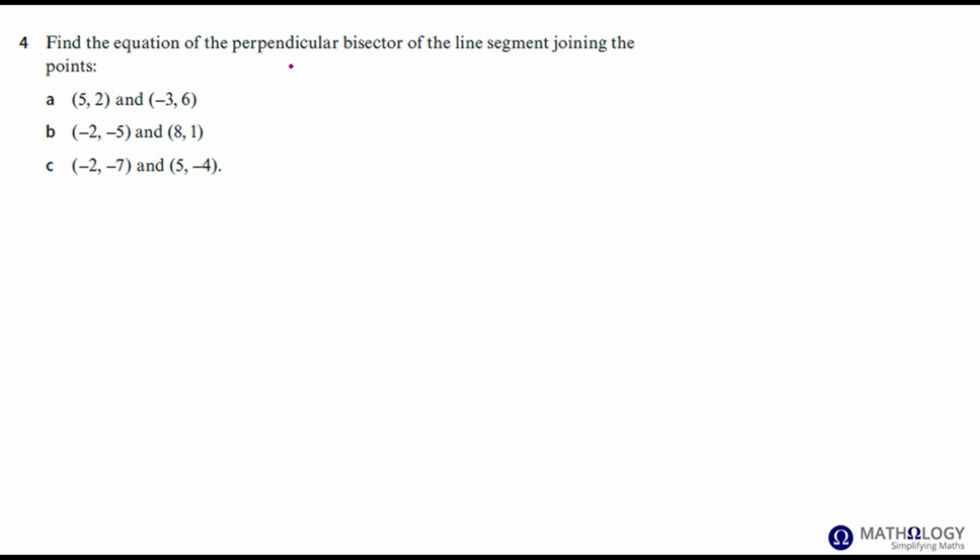Find the equation of the perpendicular bisector of the line segment joining the points (5, 2) and (-3, 6), and then the points B and C.